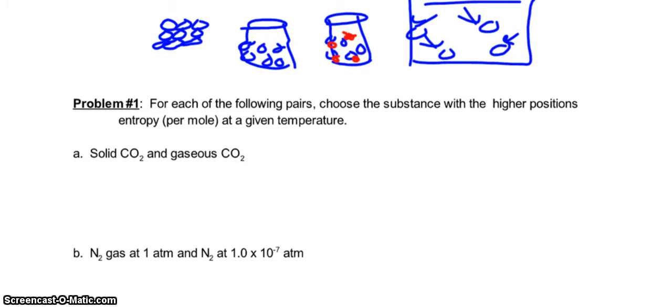Now, what about letter B? When you have nitrogen gas, they're both going to be gases, at 1 atmosphere or at very low pressure, like 1 × 10⁻⁷ atmospheres. Which one do you think has a greater chance at randomness? Well, if you said the one at the lower pressure, right here, you would be correct. This one would have greater disorder because we have a much smaller pressure. They are much more free to zoom around. They're not being confined as much. Let's go to the next page.